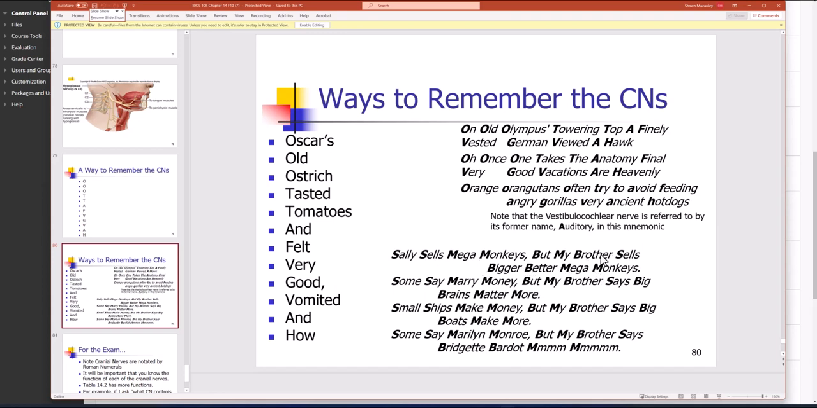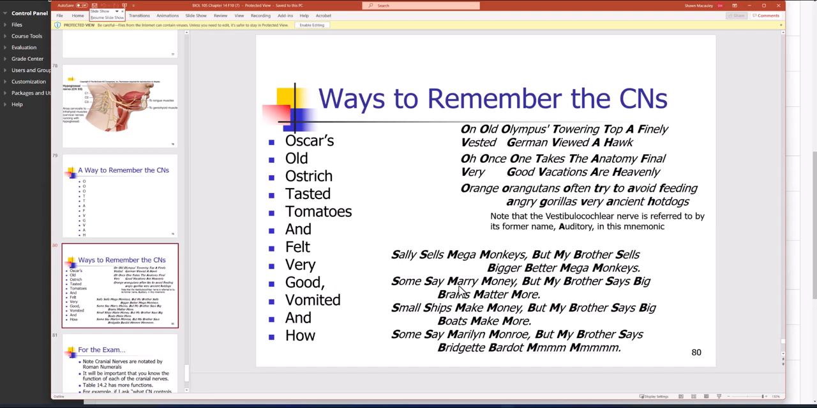So you can pick one of these phrases. Some say Marilyn Monroe, but my brother says Brigitte Bardot, or some ships make money, but my brother says big boats make more. You decide, small ships. So you decide which of these mnemonics makes the most sense for you to memorize. I think they're really helpful for learning the cranial nerves.